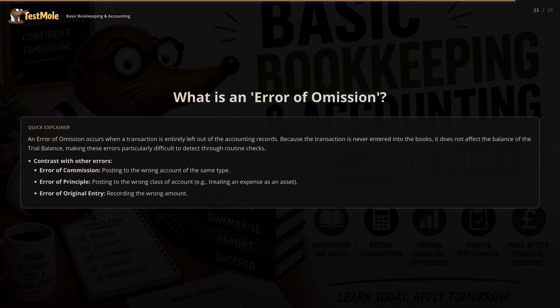Contrast with other errors. Error of commission: posting to the wrong account of the same type. Error of principal: posting to the wrong class of account, e.g., treating an expense as an asset. Error of original entry: recording the wrong amount.